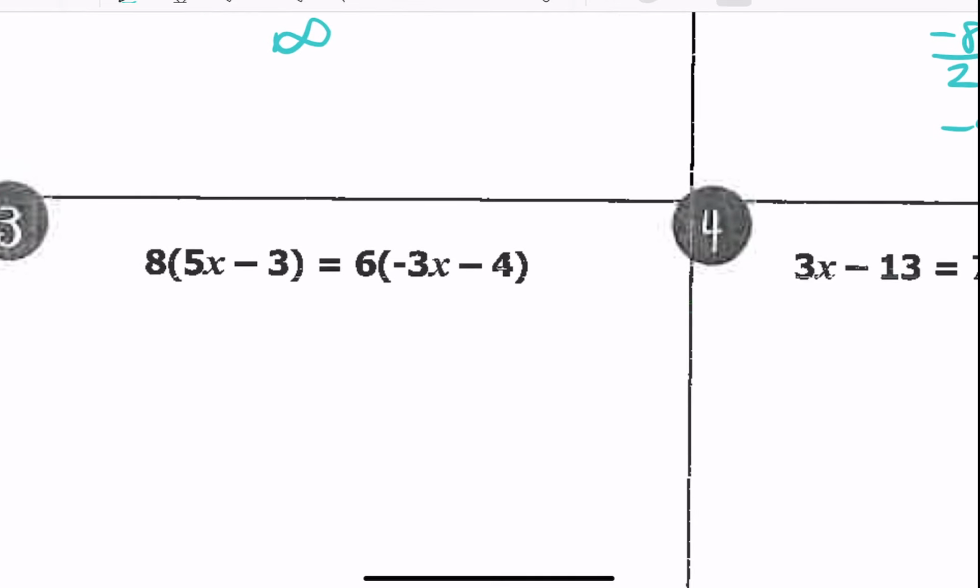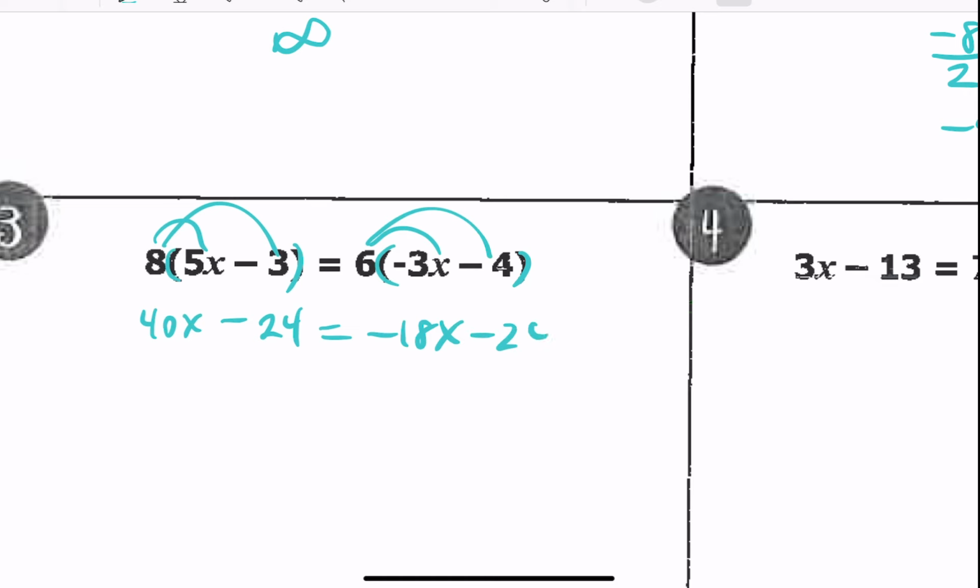So this next one, I have parentheses. 8 times 5x is 40x. 8 times minus 3 is minus 24. Over here on this side, 6 times negative 3x is minus 18x. 6 times minus 4 is minus 24. I'm going to add 18x to both sides because that's easier than subtracting 40x for me.